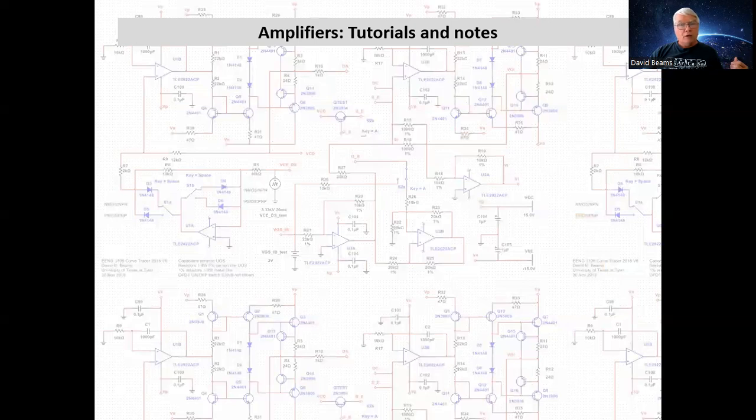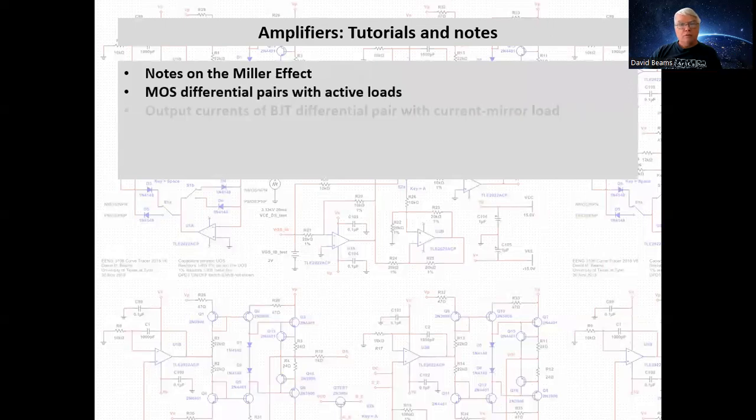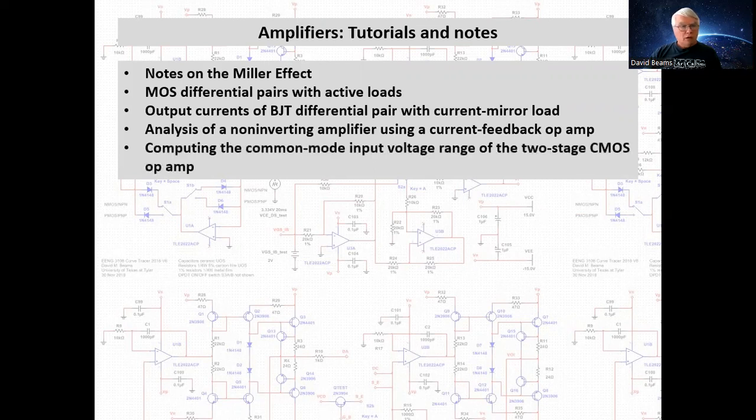Under tutorials and notes, there are my notes on the Miller effect, my notes on MOS differential pairs with active loads, a derivation of the output currents in a BJT differential pair using a current mirror load. There is an analysis of a non-inverting amplifier circuit that uses a current feedback operational amplifier. And there is a derivation for computing the common mode input voltage range of a two-stage CMOS op-amp.